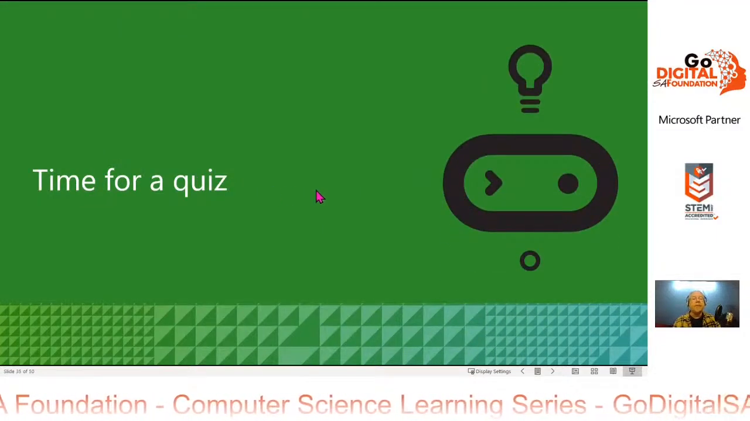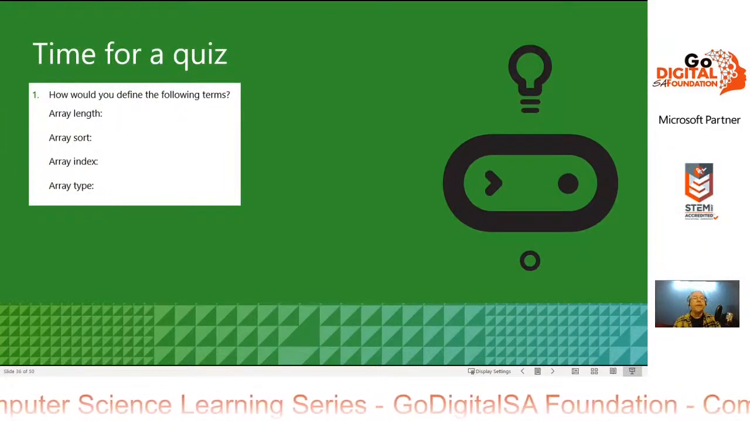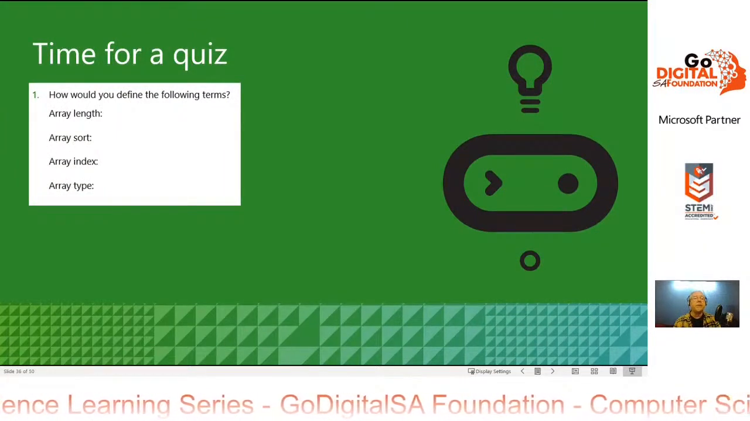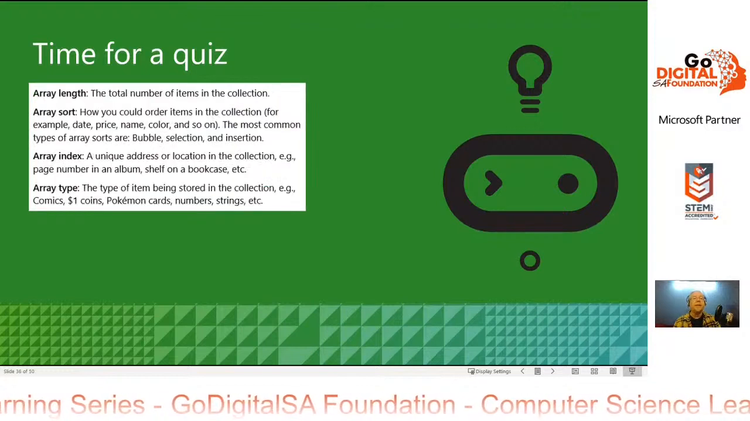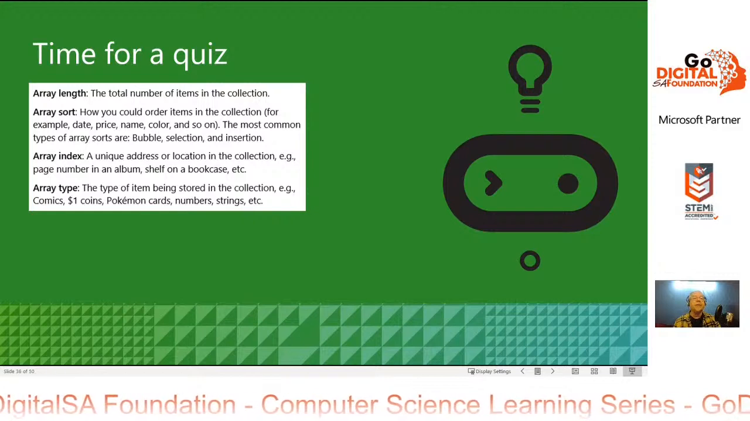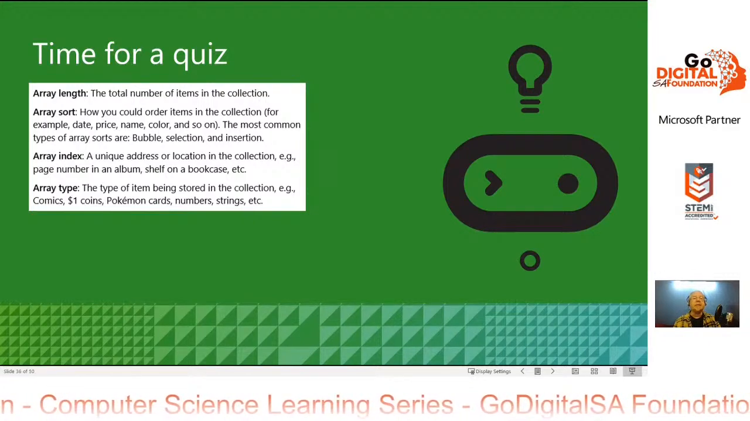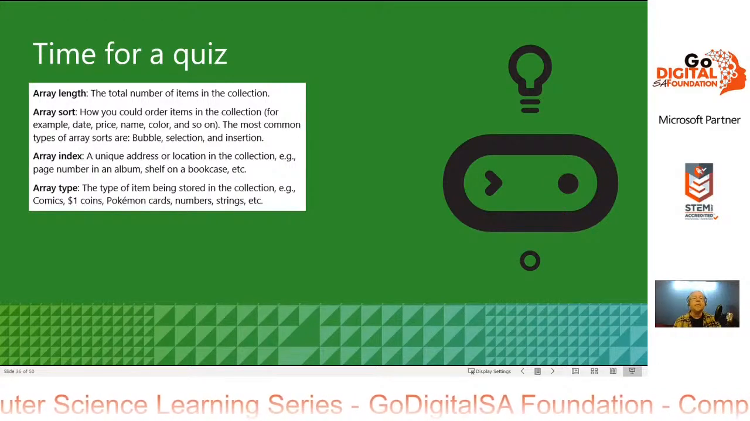Okay, let's have a quick quiz. How would you define the following terms? Array length, array sort, array index, and array type. So array length, the total number of items in a collection. Array sort, how you could order items in the collection, for example, date, price, name, color, and so on.